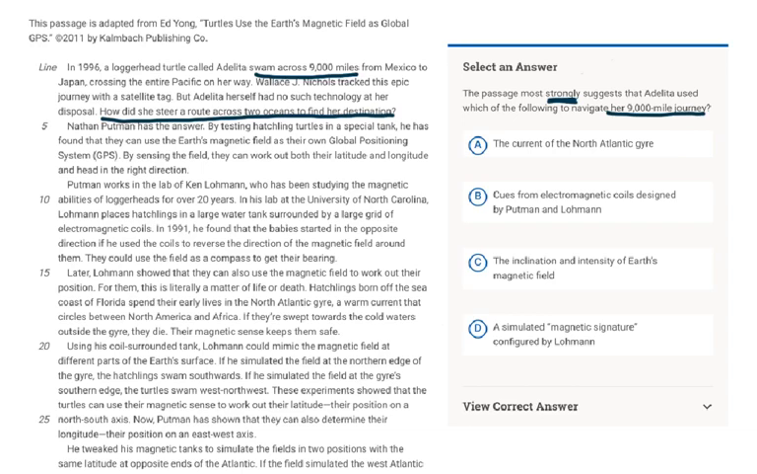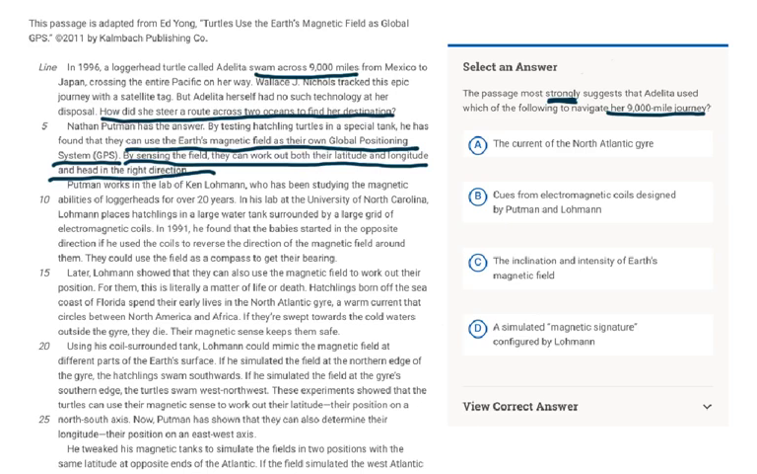Nathan Putman has the answer. By testing hatchling turtles in a special tank, he has found that they use the Earth's magnetic field as their own global positioning system, or their own GPS, right? So he found that they use Earth's magnetic field as their own GPS. By sensing the field, they can work out both their latitude and longitude and head. Okay, so I actually think we have sufficient information to answer this question. Okay, let's see. The answer is, how were they able to do it? They used Earth's magnetic field.